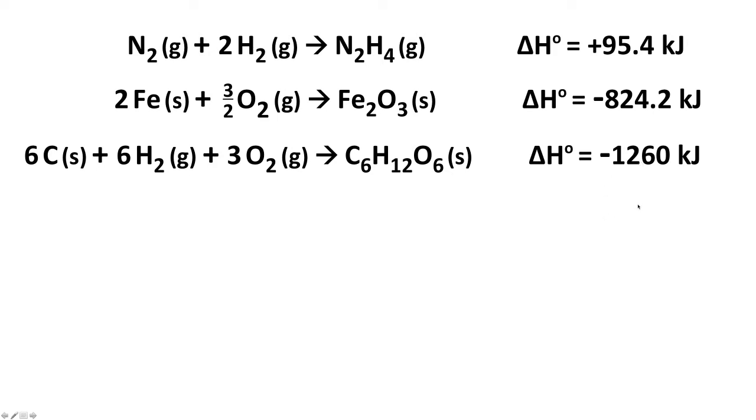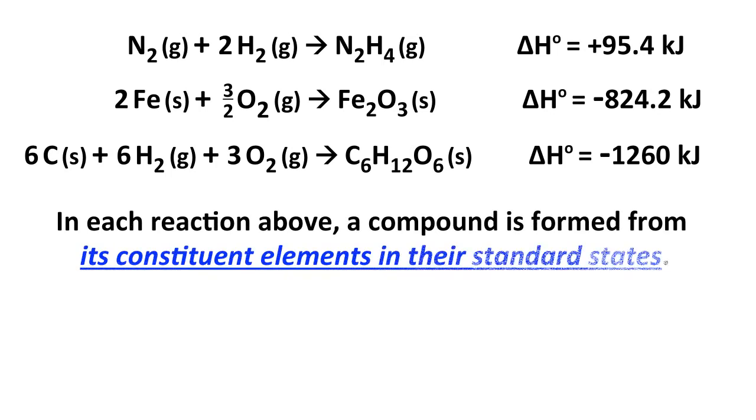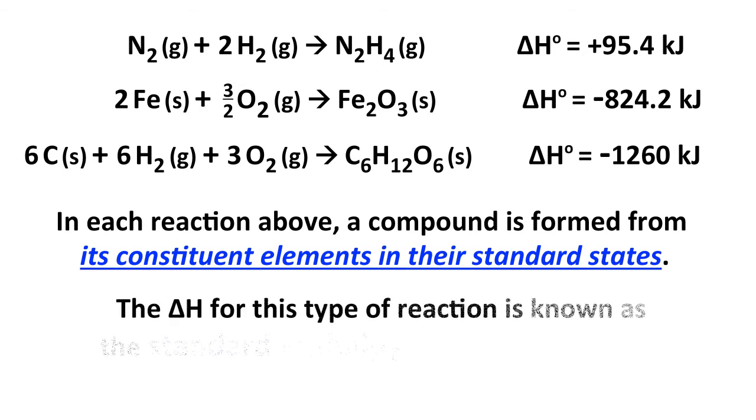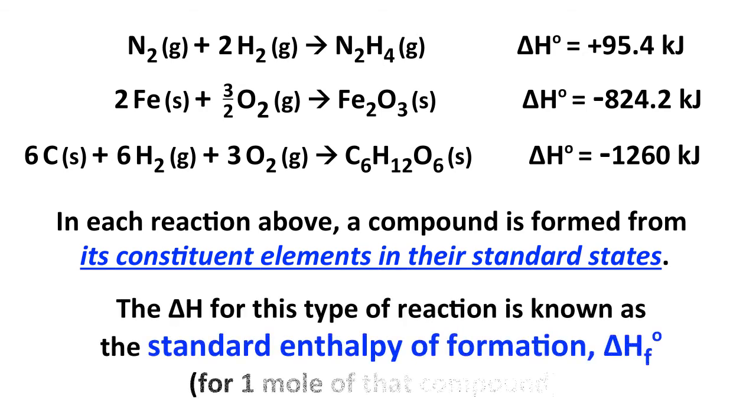Now, a couple things to note about all three of these reactions. In every case, we are starting with elements in their standard states and forming a compound. And in fact, in each case, we're forming 1 mole of a compound. So all of the reactions above have a compound being formed from the elements that make it up, its constituent elements, in their standard states. Now, for this type of reaction, there's an associated delta H, and we call the delta H associated with this type of reaction a standard enthalpy of formation.